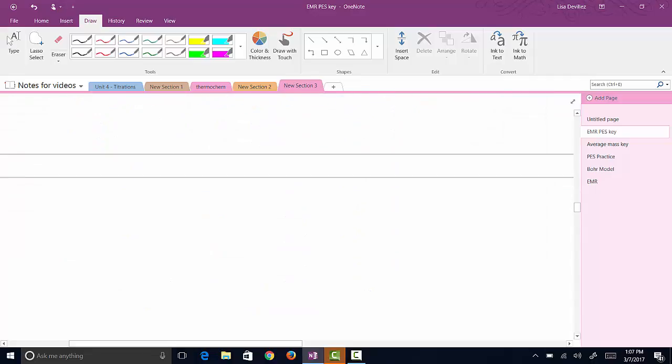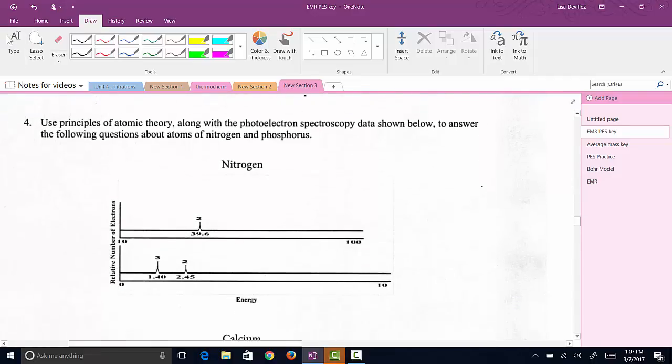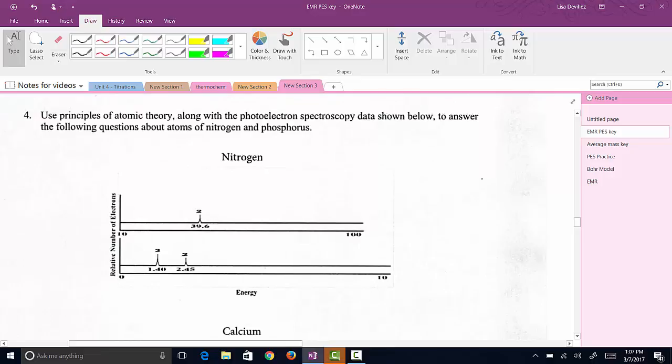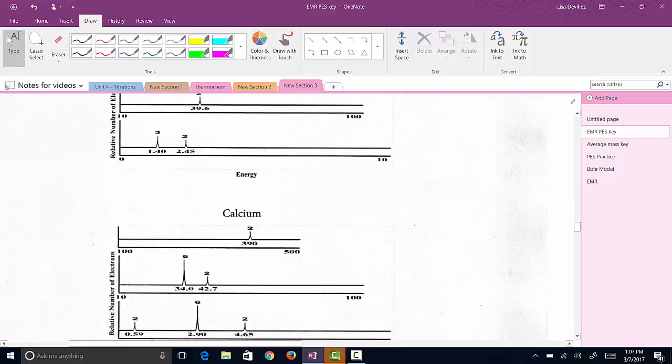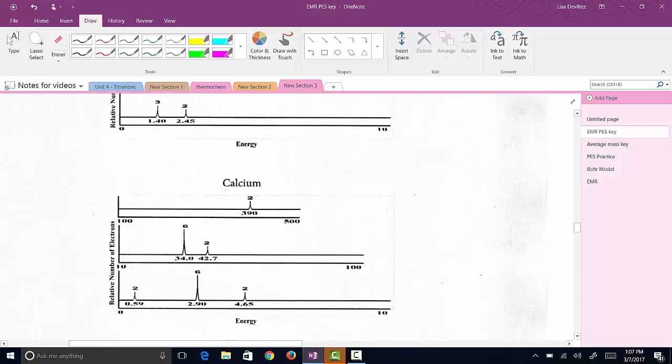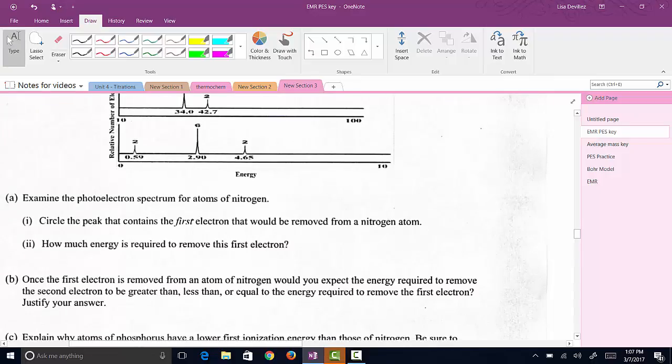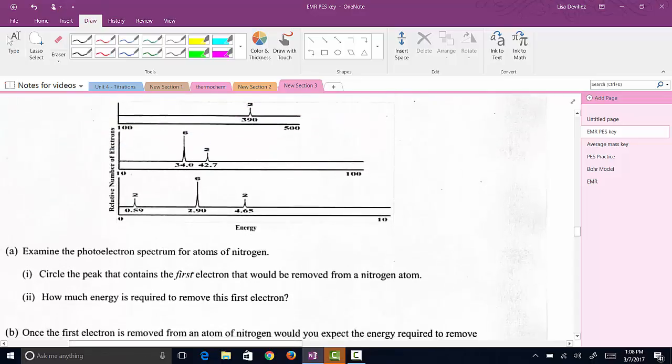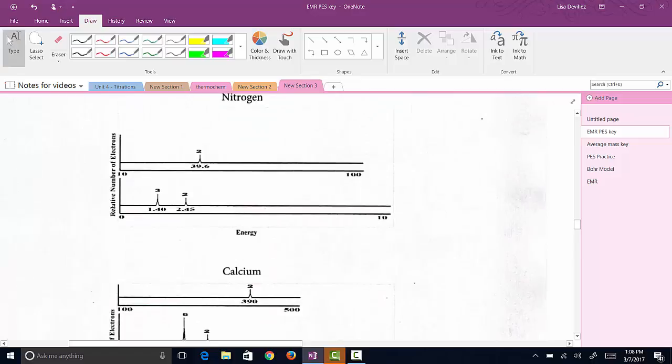Okay, so continuing on. The next question related to today's review was question number 4 in part 2, which was a PES question. It gave us the PES for nitrogen and for calcium. And it said, circle the peak that contains the first electron that would be removed from a nitrogen atom. Remember, the first electron is going to be the easiest one to get, the one that's the farthest out. And these are your ionization energies, the energy required to remove the electron. You'll also possibly see these as binding energy, which is the same thing.